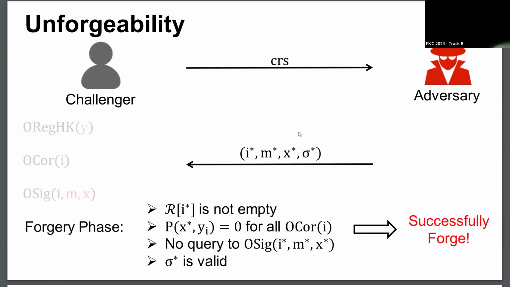So finally, this model requires the adversary to submit a forged signature with respect to some message M star and policy X star. It requires that this signature should be valid, all attributes Y corresponding to corrupted secret keys do not match this policy, and M star has never been queried to the signature oracle. So if all these conditions are satisfied, we say this adversary breaks the unforgeability successfully.